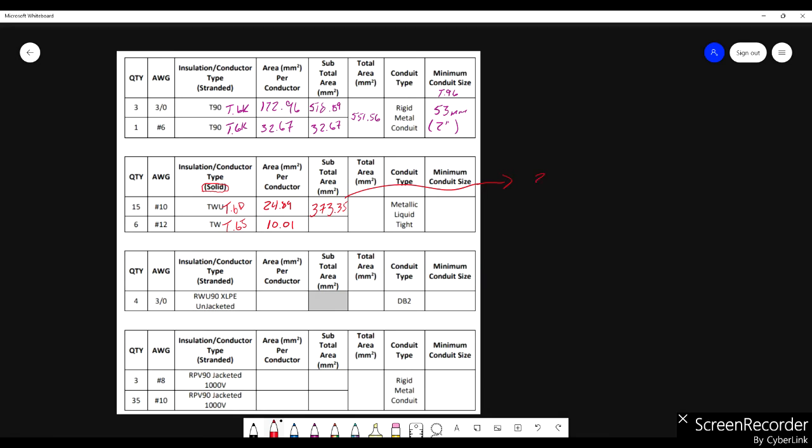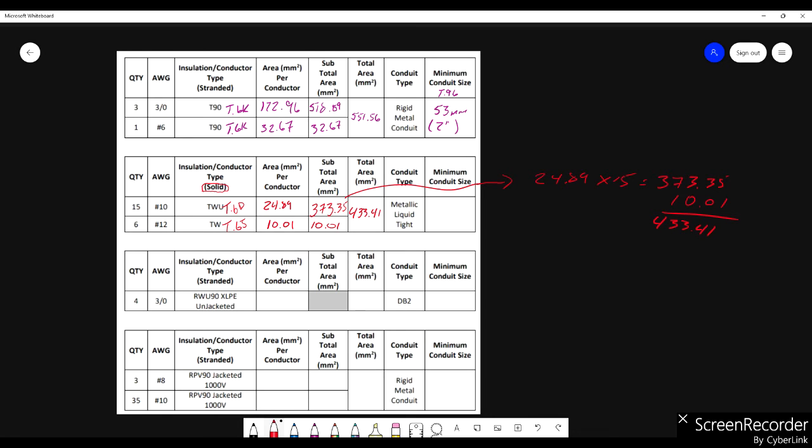I basically took the 24.89 times 15. Okay, and then for this one, obviously it's 1001. Add those two together, right? You would get a total of 433.41.